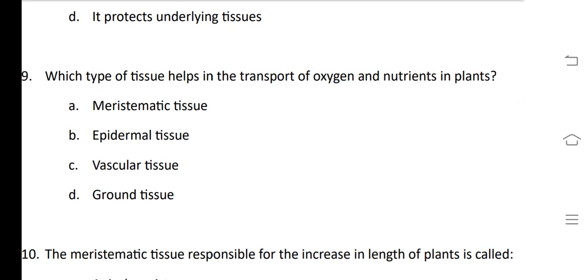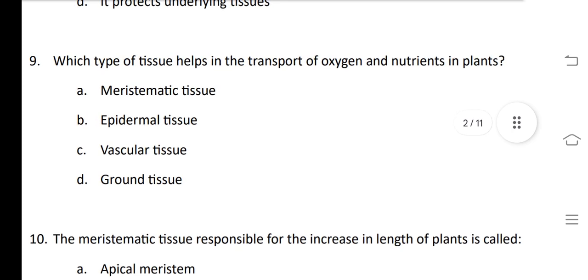But in case of animal, if the same question is repeated for animal, then oxygen and nutrients are transported by the blood. That is a case of connective tissue. Then we will go with connective tissue, blood. Here the answer of ninth question is C.